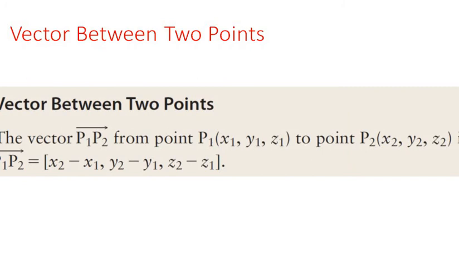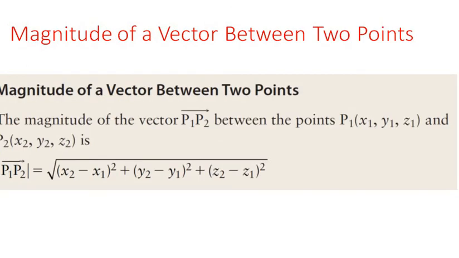Sometimes we have 2 points and we need to find a vector in between. So when we have points p1 and p2, p1 is x1, y1, z1, and p2 is x2, y2, and z2. So vector p1p2 is going to be x2 minus x1, y2 minus y1, z2 minus z1. The magnitude of this vector is going to be square root of (x2 minus x1) squared, plus (y2 minus y1) squared plus (z2 minus z1) squared.